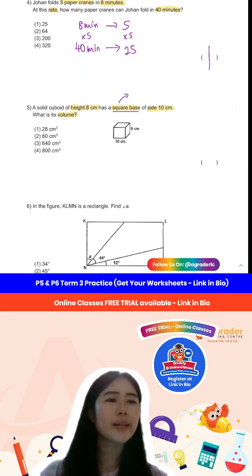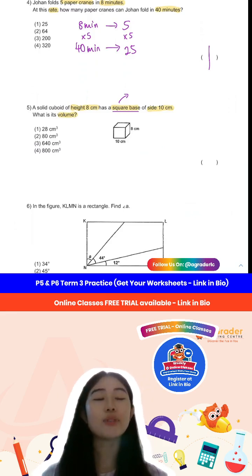Okay. Don't cry, ask what level this is. This is P5. P5 math.